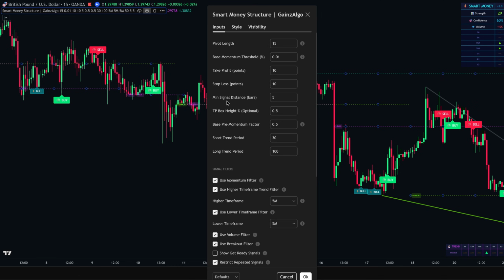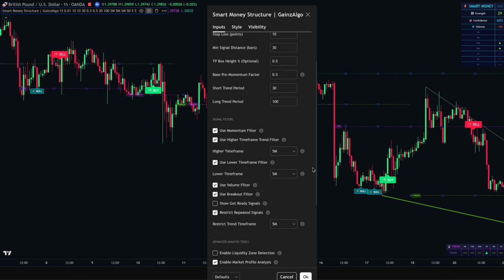Next, let's look at the minimum signal distance bar setting, which is set to a default value of 5. This setting prevents signals from clustering too close to each other. Since the indicator waits for at least 5 bars before printing a new signal, it helps reduce repeated entries. To further reduce overtrading, I will increase this value to 30. This results in fewer buy and sell signals appearing on the chart.